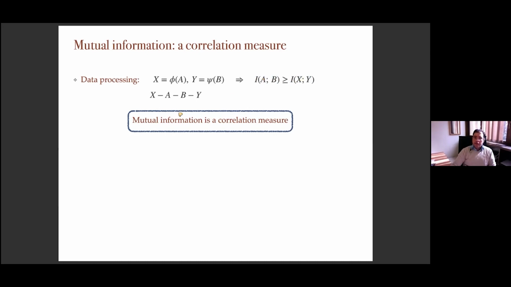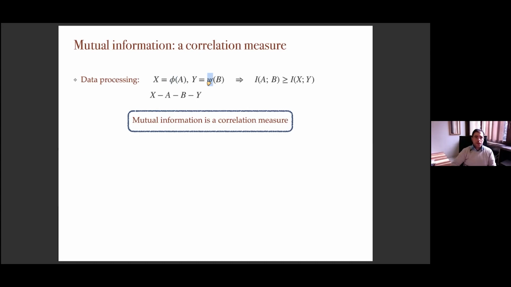And exactly because of this inequality, I'm saying that mutual information is a correlation measure, because I cannot increase it under local operations. So you can think of it as a monotone measure of correlation. It's a monotone under local operations. These are my local operations, and I cannot increase mutual information under local operations. So whenever I say correlation measure, I mean something that is monotone under local operations. Okay, so this is the data processing inequality.